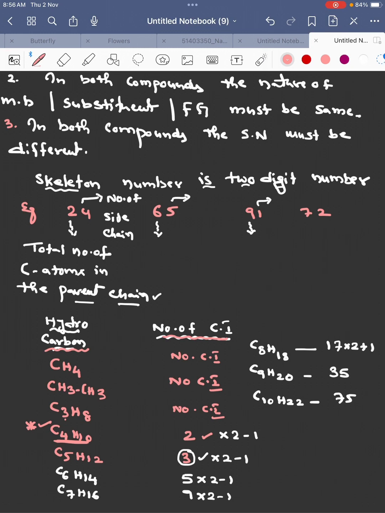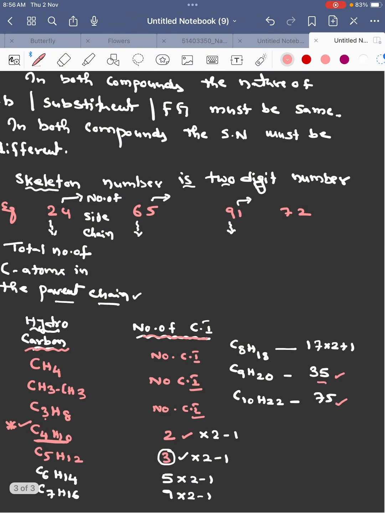Butane, number of isomers is 2. Pentane is 3. Hexane is 5. Heptane is 9. Octane is 17. Nonane is 35. Decane is 75. So this is the number of possible isomers of the hydrocarbon.